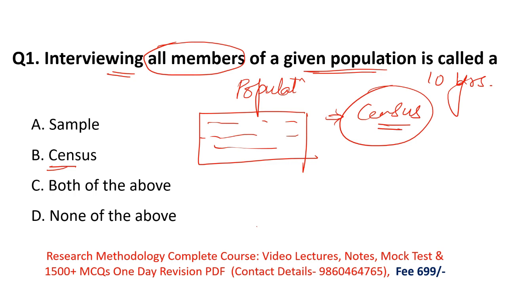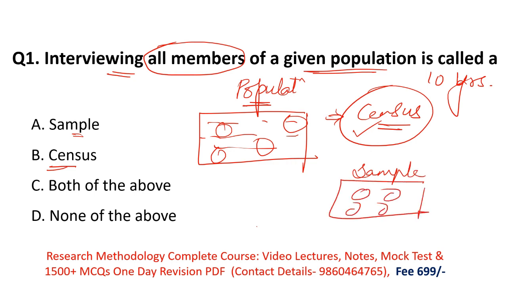Remember, whenever a researcher performs their research on the whole population, it is known as census. Whereas option A here is sample. What does sample mean? If you are selecting 4 to 5 people from your population and you are interviewing them, then it is known as sample. If you are selecting some people from your population and asking some questions to them, interviewing those people, then it is known as sample.